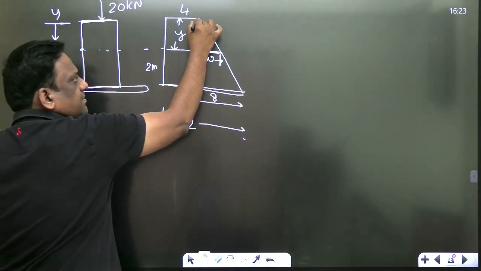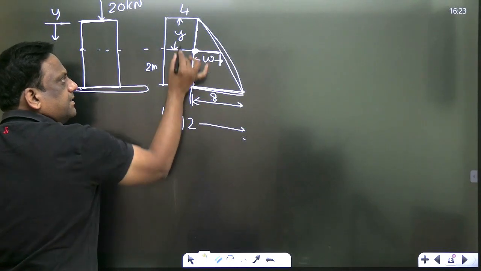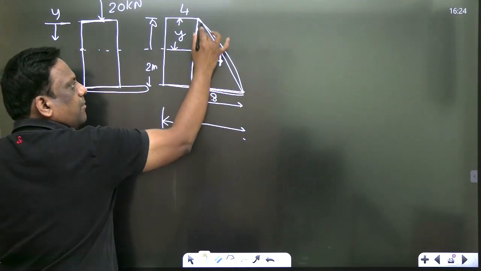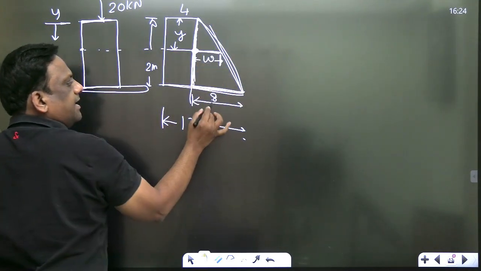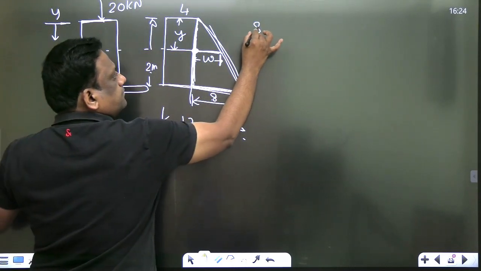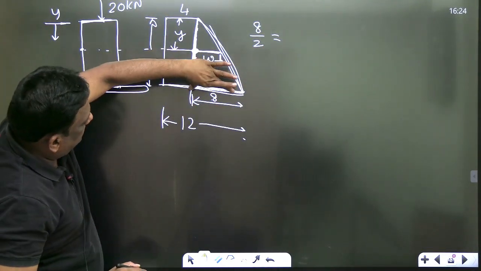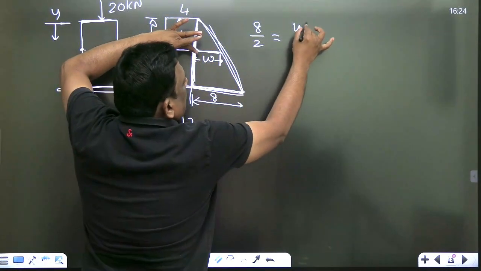So let us take similar triangles. How similar triangles? This is 8, and this total length is 2. Can I write from the bigger triangle, this bigger triangle, 8 by 2 is equal to, horizontal by vertical, is equal to this by this. So this will be W by y.